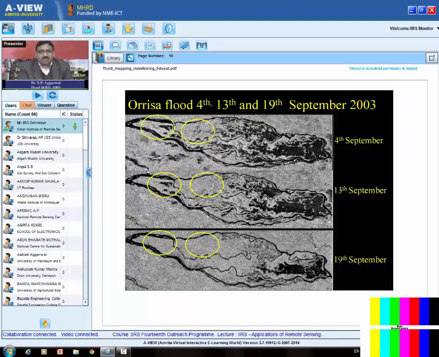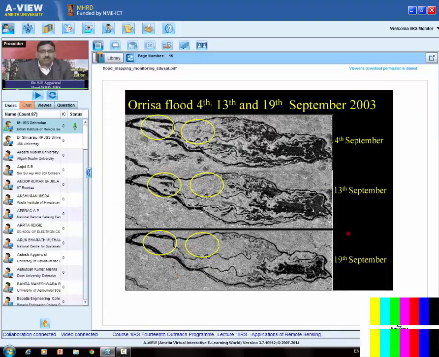These three images of the same area will show you how to get the duration. Of course, if you want duration, ideally you should have an everyday image, but weekly will serve the purpose. You can see here, I need your attention: this is 4th September, 13th September, and 19th September. What you see here in black color is flooded area. On 13th September, the same area is flooded. But you can see here, on 19th September, it is not flooded.